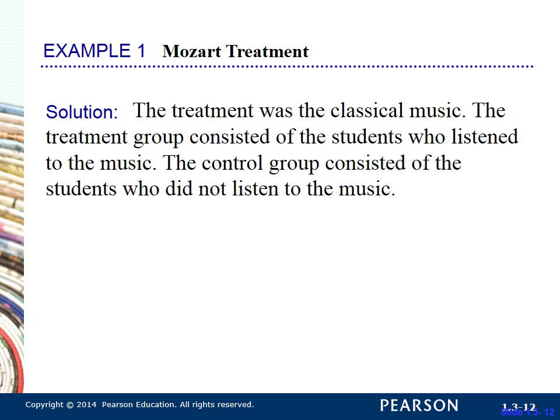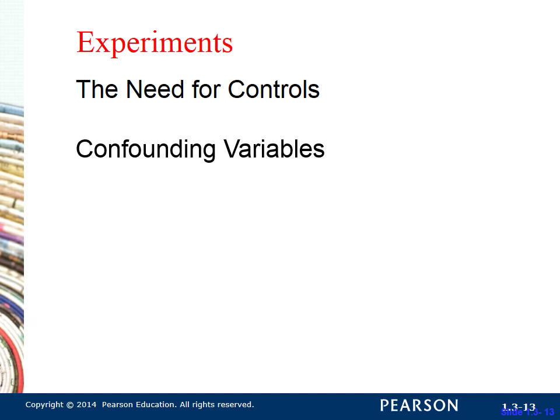So my treatment was the classical music. It's the thing we are applying to our groups. The treatment group was those who did listen to the music. The control was those who did not. Right, now, why would I need to have these controls?